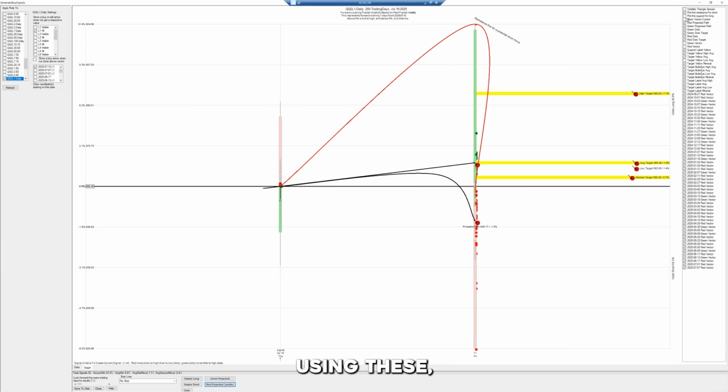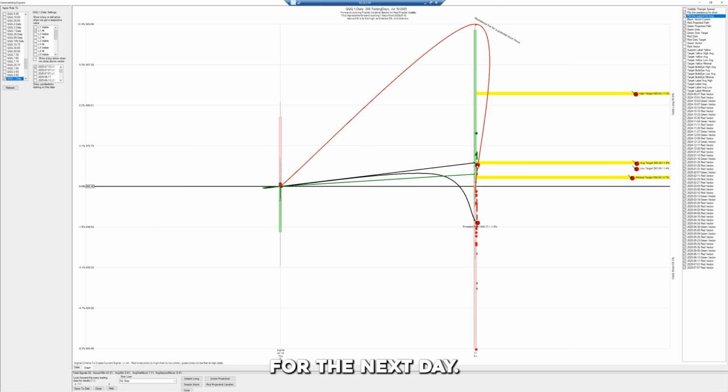So right here, using these features, I plotted the resistance for short, resistance for long, and all that stuff is already in there. You can just check it out, but I'm going to explain it to you right now. This is giving you a probable path for long, but I don't look at it. I like to look at the targets. It's giving me targets for the downside, and targets for the upside.